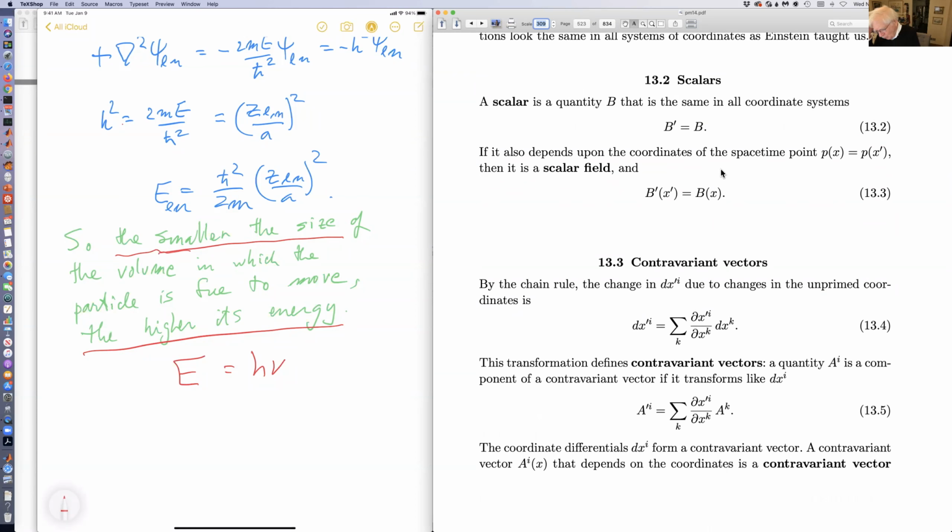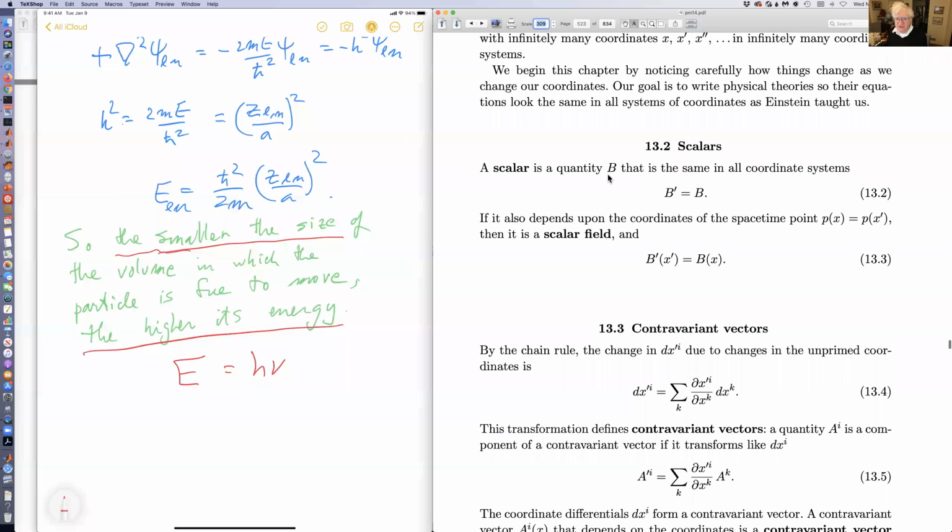And these definitions are ones that occur elsewhere in physics, in particular in our course in electrodynamics. We have fields that depend upon space and time, and these are vector and tensor fields. So let's first of all define what a scalar is. A scalar is a quantity that's the same in all coordinates.